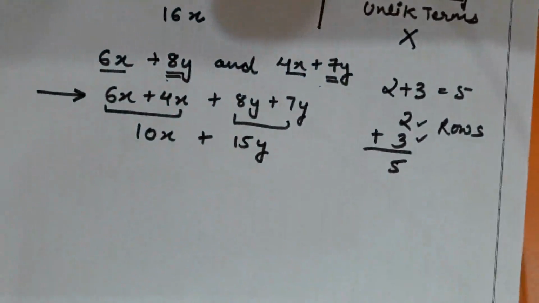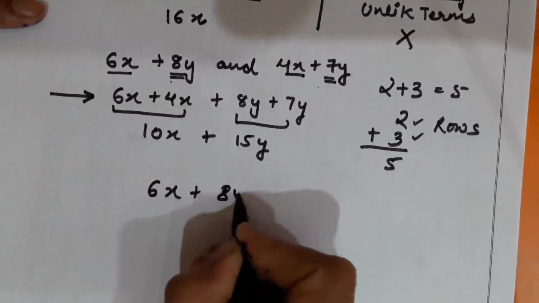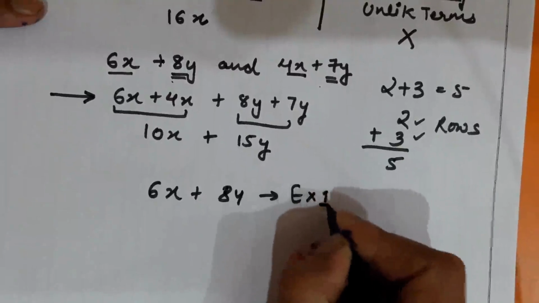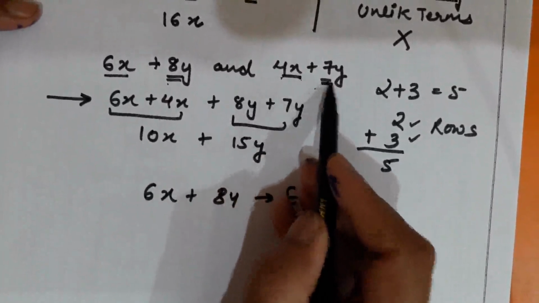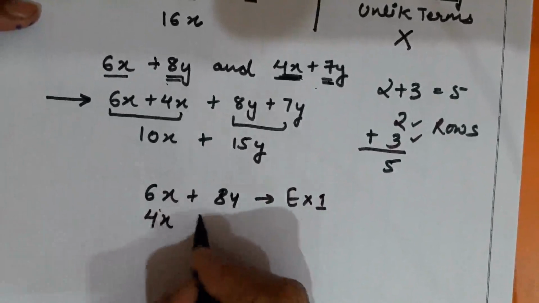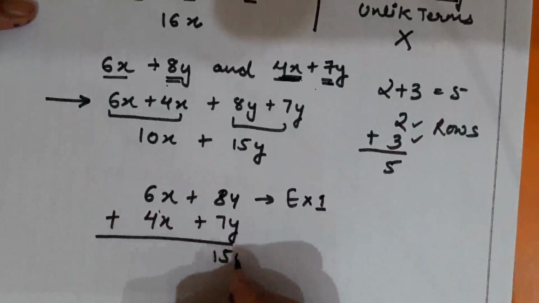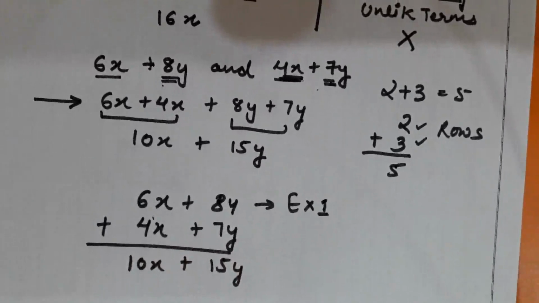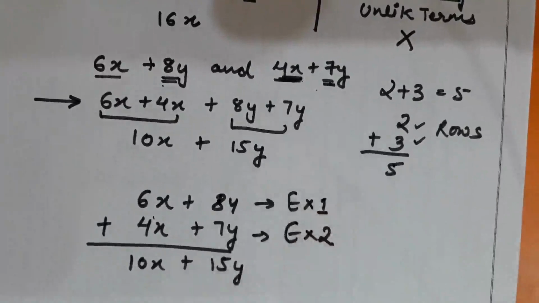Okay, how can we do that? See, 6x plus 8y is the first expression. Second expression is 4x plus 7y. So this x we write here below, plus 7y. Now add together. So you will get 10x and 15y. So this is called representation in the rows. So here we have two expressions only.